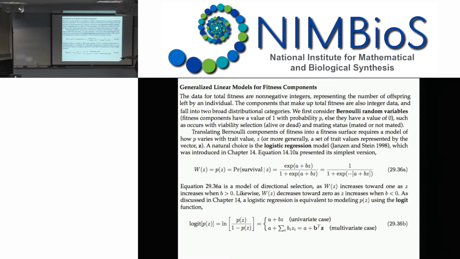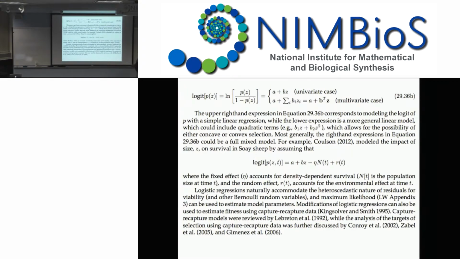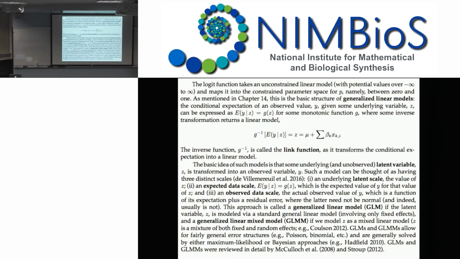So we can also write this thing here by using the logit function. Those are basically equivalent. And a fun example of that is Coulson on Soay sheep data, which had this term in here, which is a density-dependent survival term, and also a random effect term for environment. So this expression here contains fixed effects and also contains random effects. This is called the generalized linear mixed model.